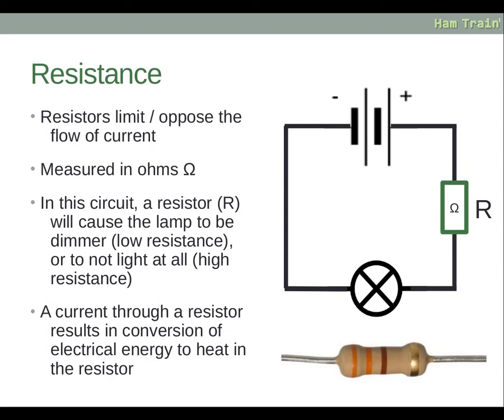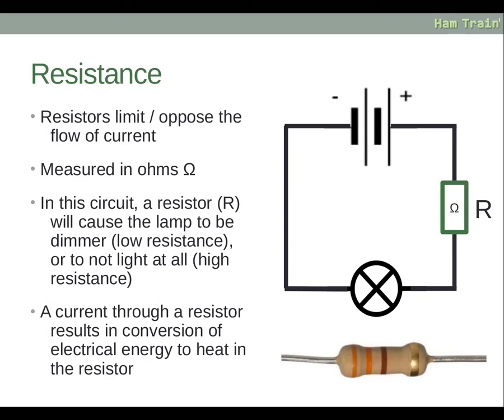In this circuit, a resistor R will cause the lamp to be dimmer or not to light at all. What this means is instead of getting the full power of the battery, it's actually going to lower the power and therefore make the light dimmer. And it does this by restricting the current.